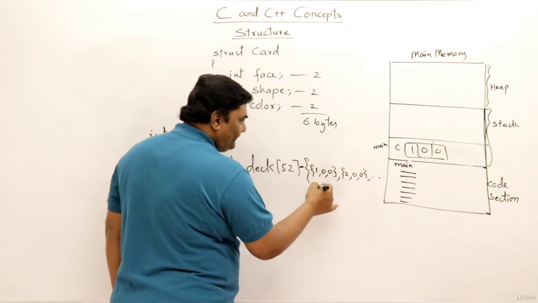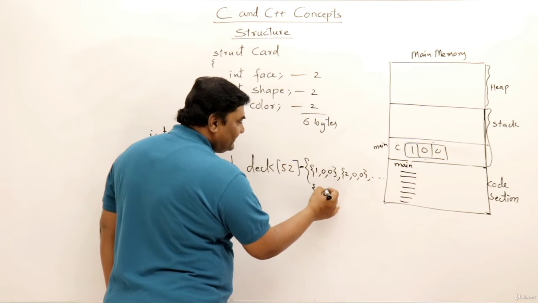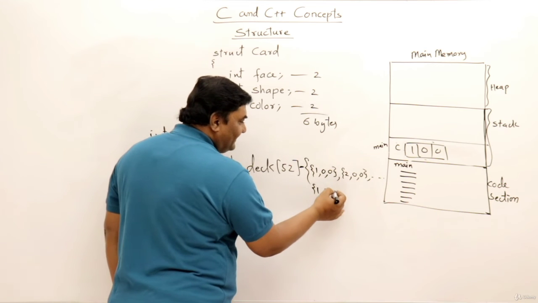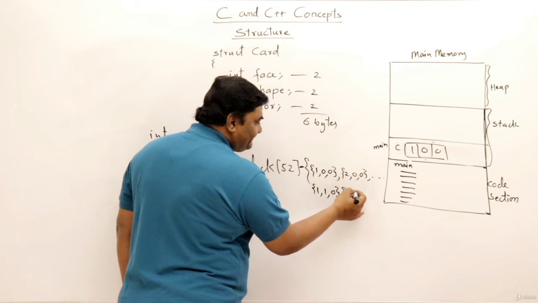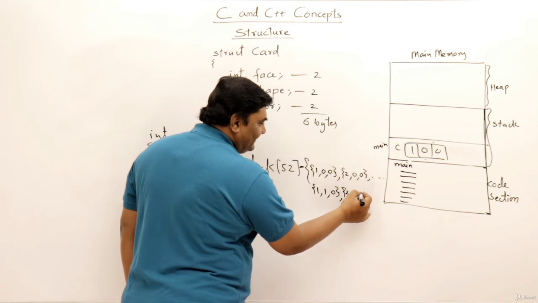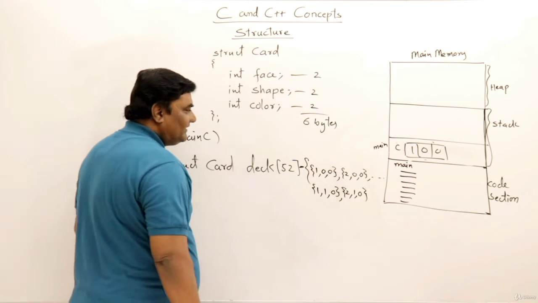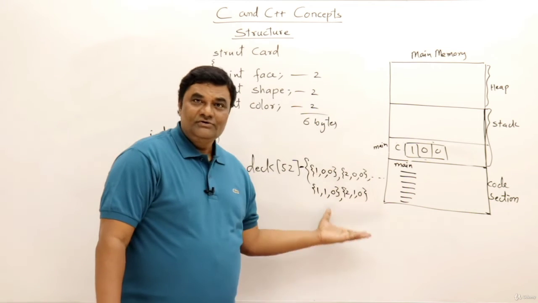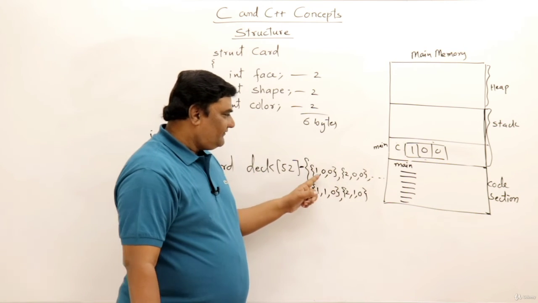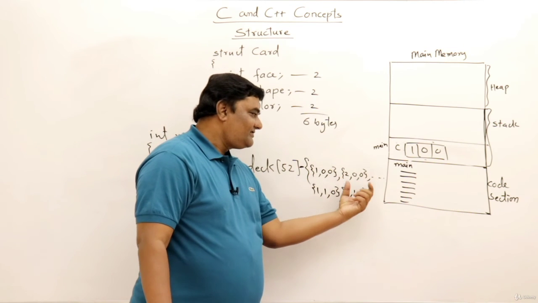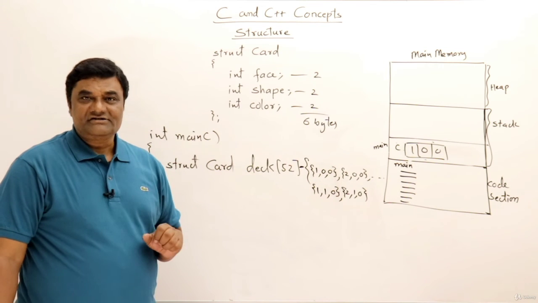Afterwards, if I want to start filling the other shapes, like ace of spade, the color is 0, right? Then the card value is 2 and it is a spade, and the color is 0. So this is the face value, this is the shape, and this is the color. Like this, I can fill up all 52 cards if I want to initialize them. So we can initialize an array of structures like this. This is the first structure, then the second structure, and so on.